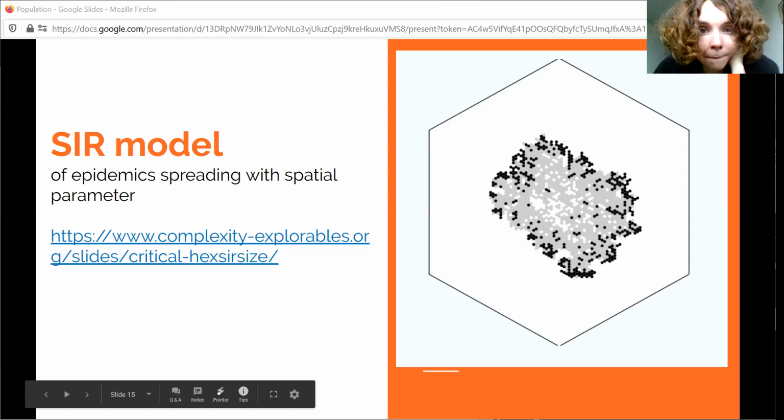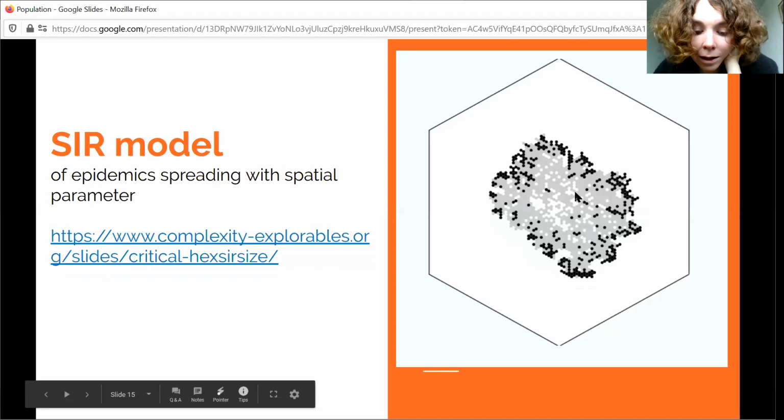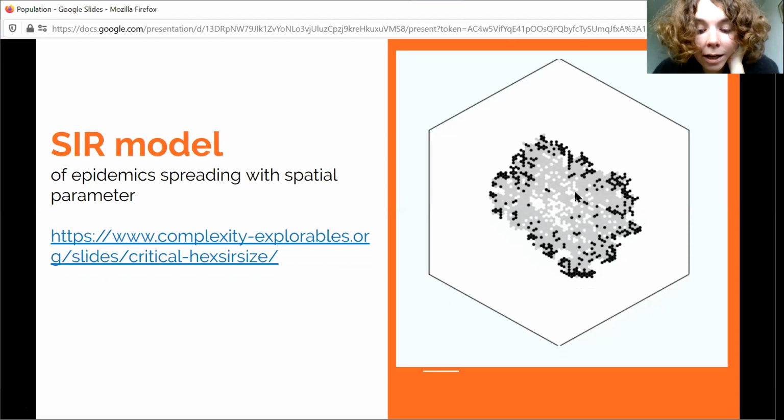So the third take-home message would be that if you have a number of recovered people who cannot become susceptible again, you will not be able to have these kinds of second waves of outbreaks and third waves of outbreaks. This SIR model is the simplest one which you can imagine in this case.